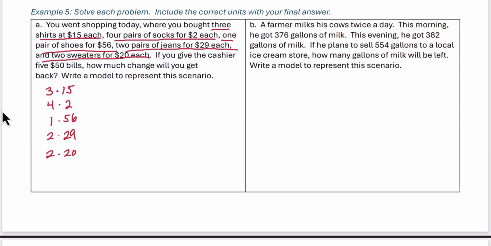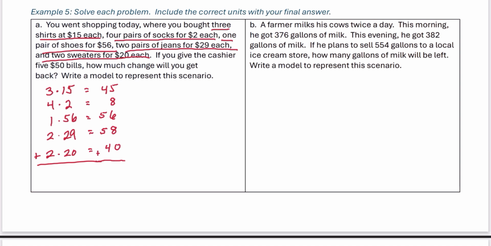Let's see what happens if we add up these costs. Remember the order of operations. Multiplication comes before addition. So we can go through and multiply each of these. 3 times 15 is 45. 4 times 2 is 8. 1 times 56 is 56. 2 times 29 is 58. And 2 times 20 is 40.